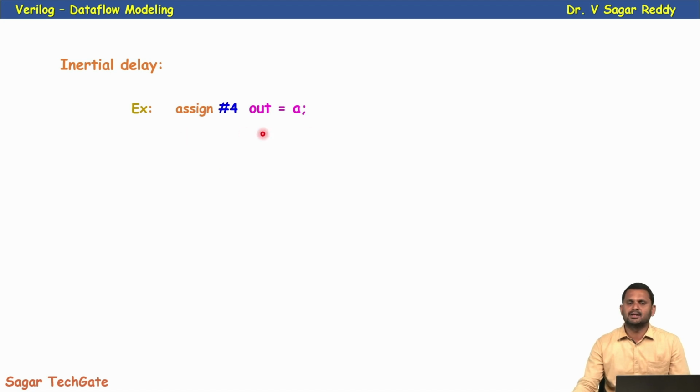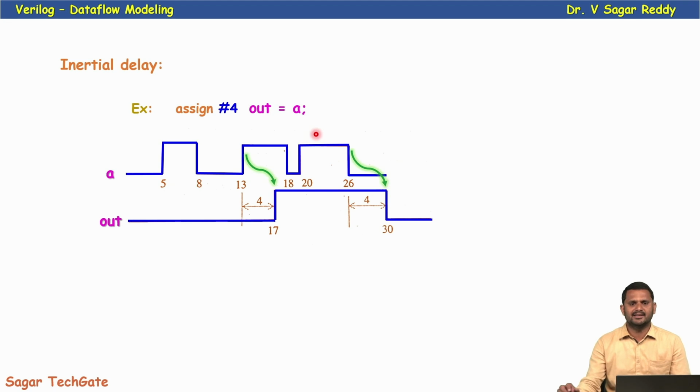Now, a simple example: assign #4 out = a. This is a simple buffer. Whenever a changes, then after 4 time units, it is assigned to the out. Now see in this example, at 5, a becomes 1, from 0 to 1. Now a stays 1 until 8. So how many time units? 3 time units, 8 minus 5. What is the delay specified here? 4. So we won't get this 1 as an output in this case.